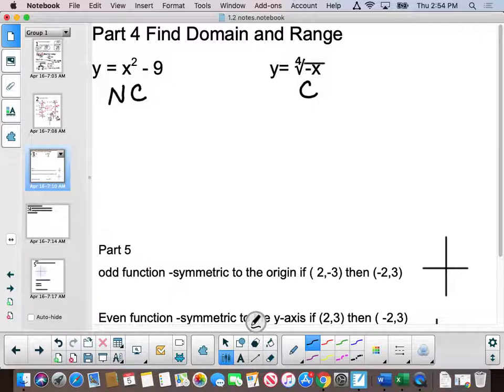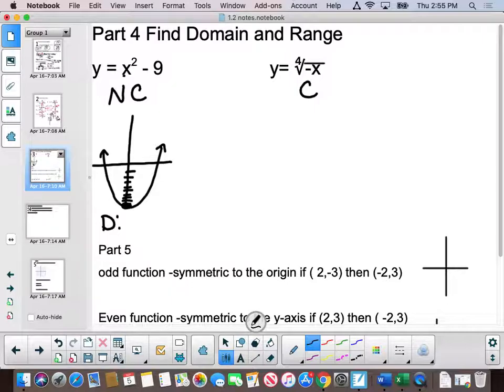So for the first one, let's say it's the non-calculator section on the AP test, and it says find the domain and the range of this problem. I know what x squared looks like, it looks like a parabola, right? And I know that the negative 9 is on the outside, so it's gonna move it down 9, and it's still gonna face up. Now that I have my picture, which only took a second to draw, I can state my domain and my range.